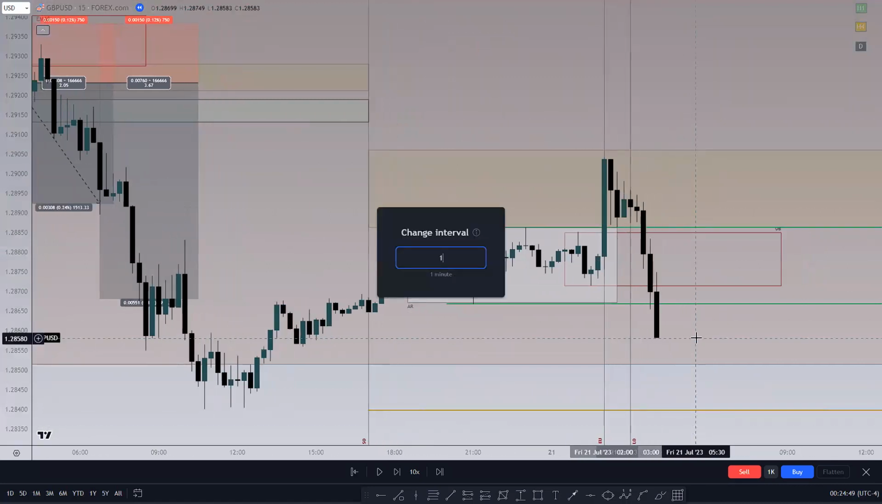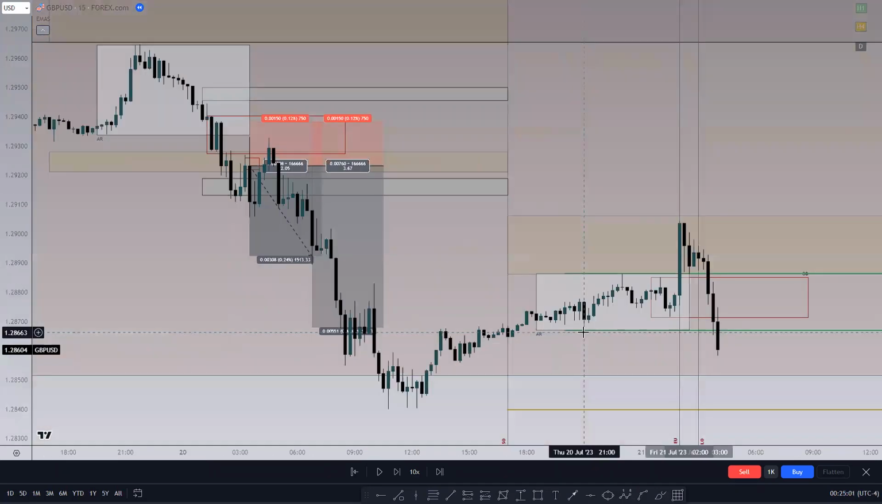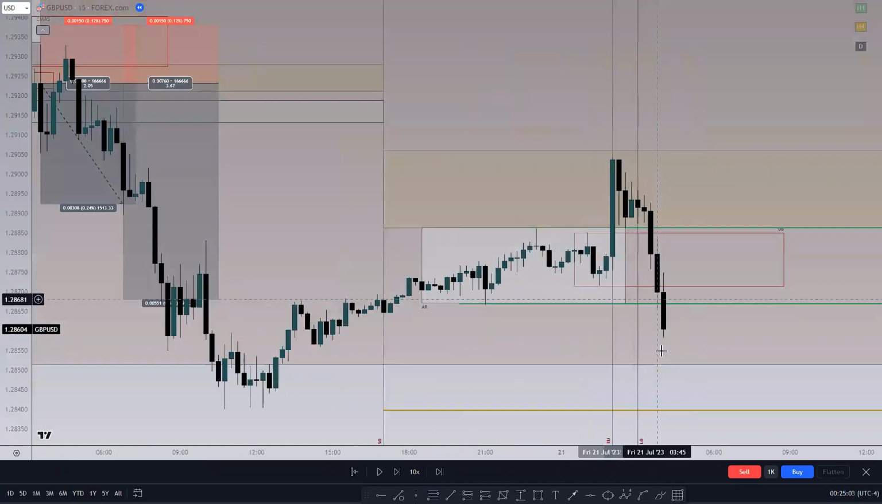So price trades into that bullish order block, and what I usually would look for at the bullish order block is a potential 1-minute break of market structure. But price trades into that order block but fails to deliver on a 1-minute break of market structure. But then again, price obviously gave a bearish shift to the downside.